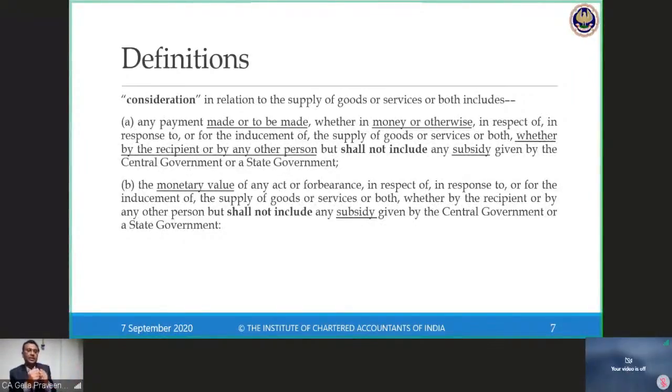Now here, when you look into this term consideration, the monetary value of an act, the cement which is given by the state authority for the purpose of construction of a dam is a monetary value which is given in relation to, in respect of, in response to, for supply of goods or services, whether by the recipient or by any other person.